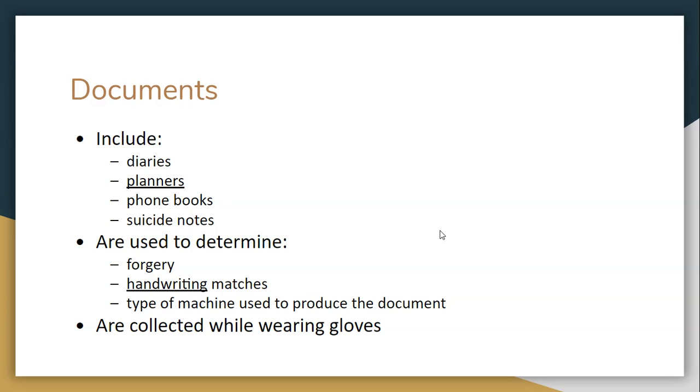And the last kind of evidence is documents, which can include diaries, planners, phone books, suicide notes. It's kind of a long list. You can analyze them to determine forgeries. You can match handwriting, and then you can also look at what type of machine was used to produce the document. These are collected while wearing gloves. Most of them can be submitted in plastic bags or paper bags, and then they can be taken and analyzed for various pieces of evidence.